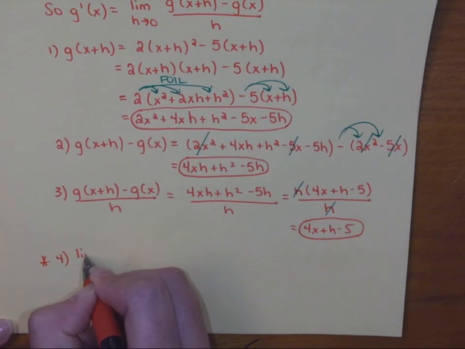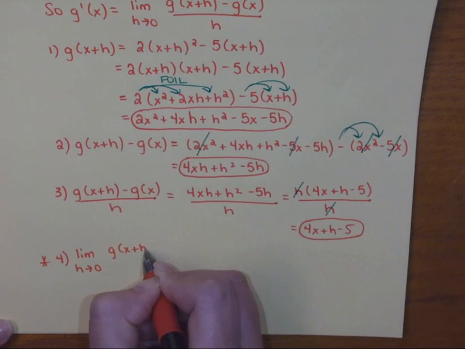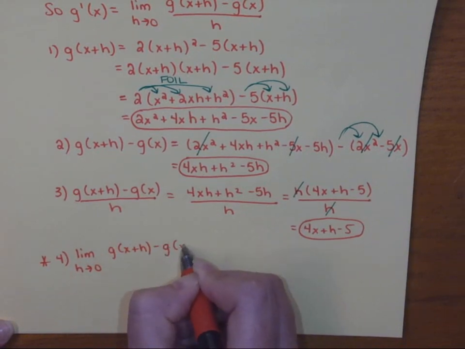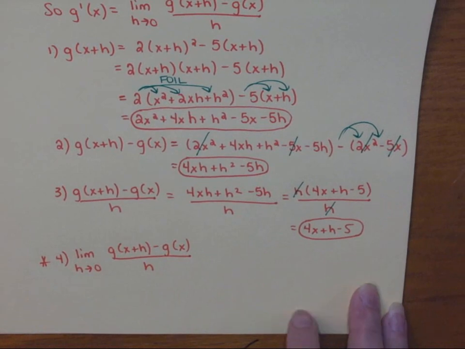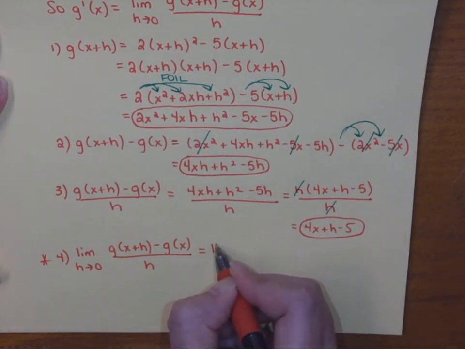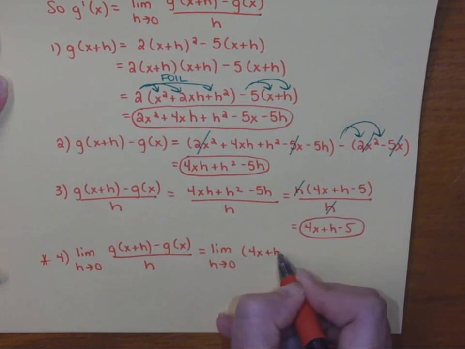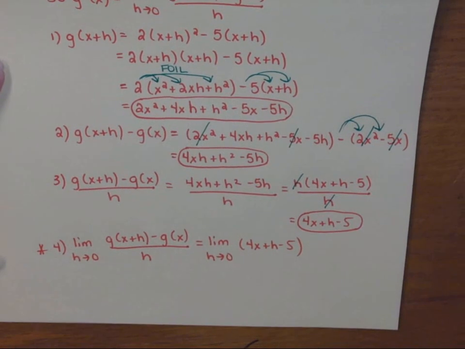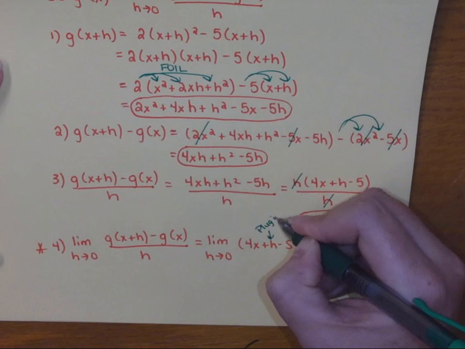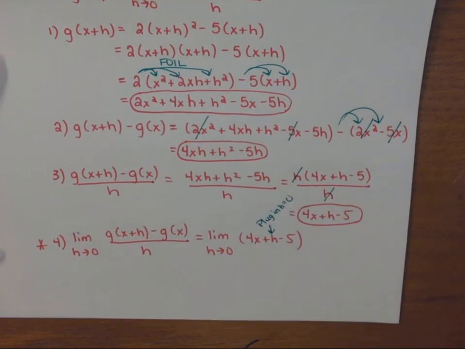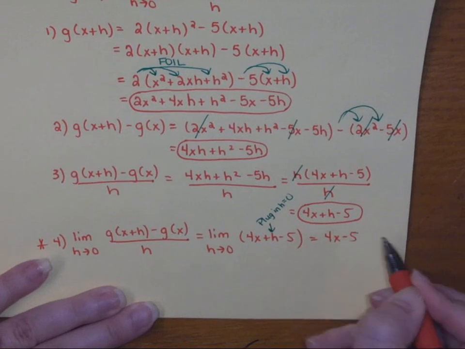So I'm going to put a star by this one. This is the finale. This is what we're looking for in the whole problem. Steps 1 through 3 were just the middle stages to get there. So now I want to take the limit as h approaches 0 of what I got in step 3. Notice now that the denominator's gone, I'm free to just plug in 0 here. So plug in h equals 0. And so in the end, I just get 4x minus 5.